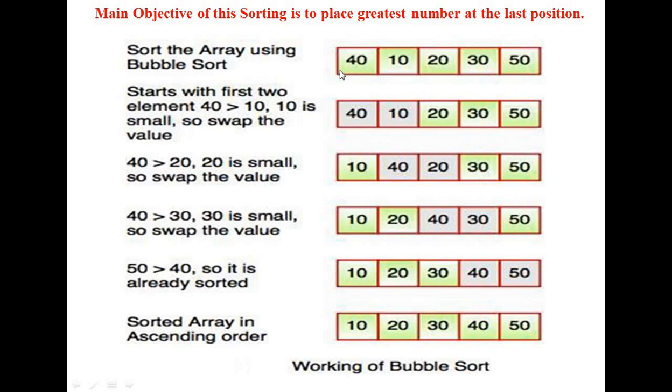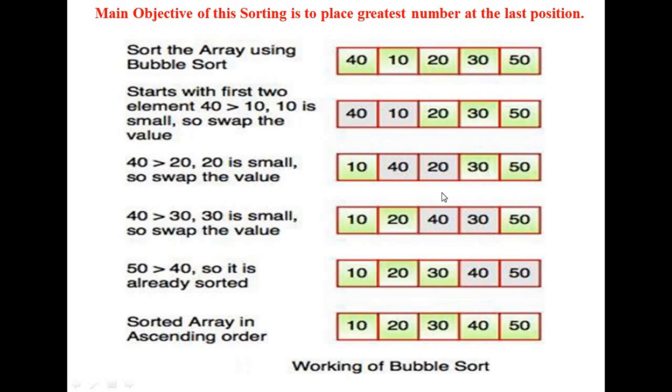So you can see it one by one here. We'll sort the array using bubble sort. We start with the first two elements, 40 and 10. We compare 40 and 10. Here 40 is the greater number, so 40 will be at the second position.